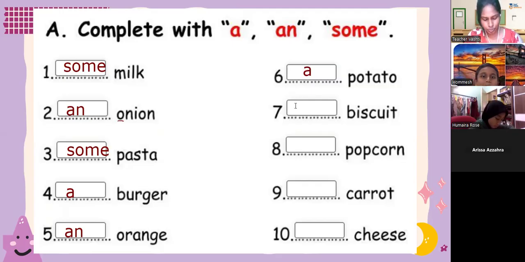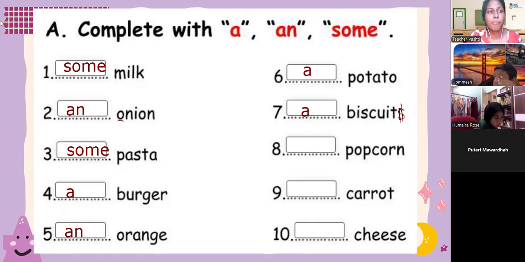Biscuit. Some? Can you see an S? Biscuits means more than one. If there's no S, that means it's one. A biscuit. Remember, if you have S at the back of the noun, like biscuits, potatoes, then you can use some. But if it's only one, no S, then you must use a.